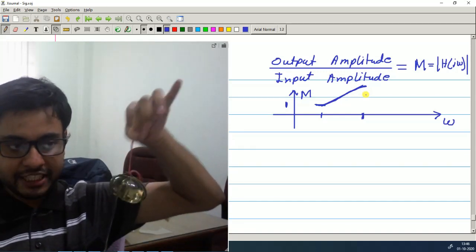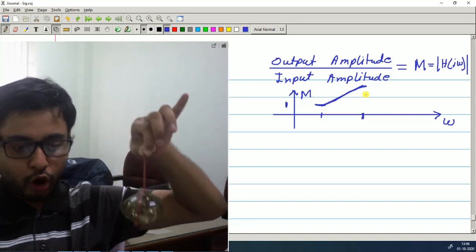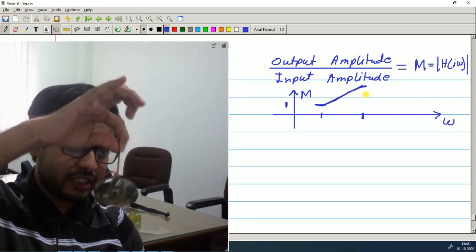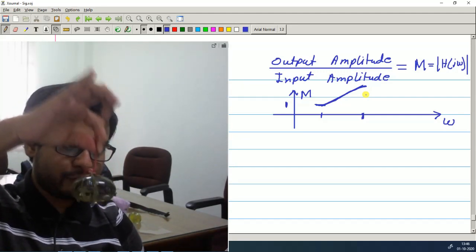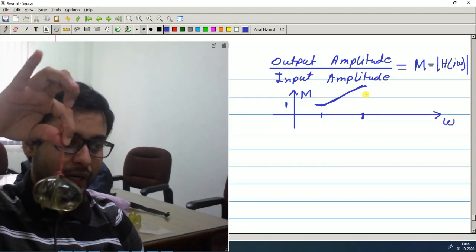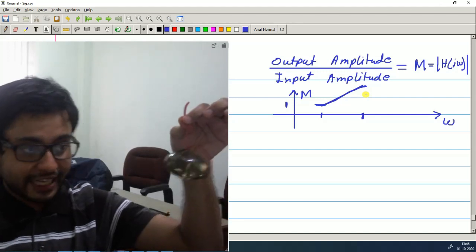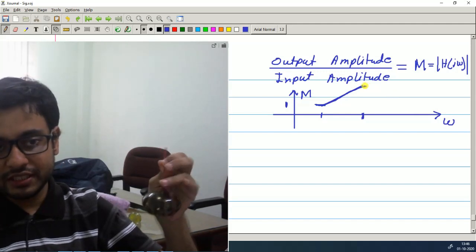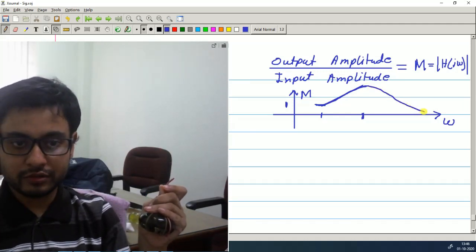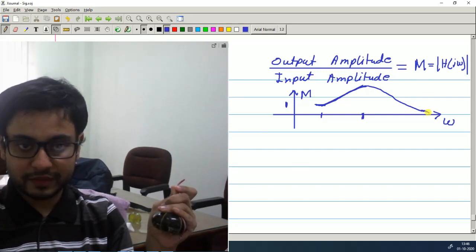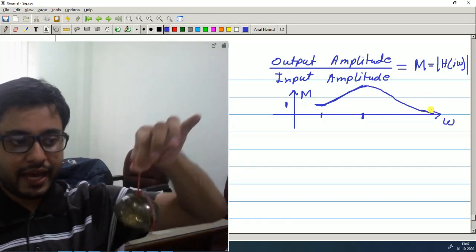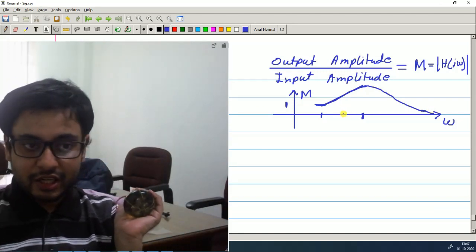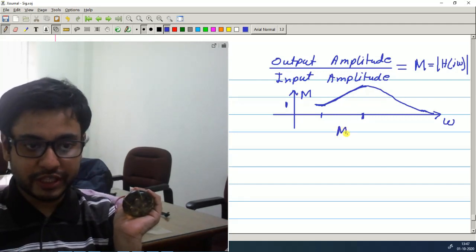You see my hand is moving, but the blob is not moving that much. Let me do it with my right hand. You see I'm moving my hand quite fast, but the blob is not moving. You should do this experiment yourself to convince yourselves. So at very high frequency, this gain will again come down to almost zero. In fact, my hand is moving, but the blob is not moving. Okay, so this is what is the magnitude response.